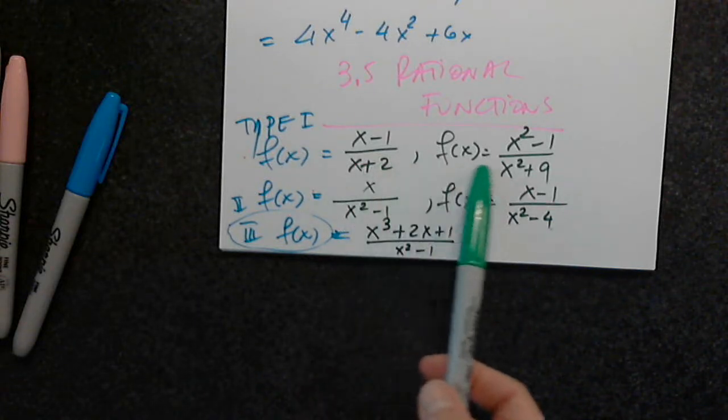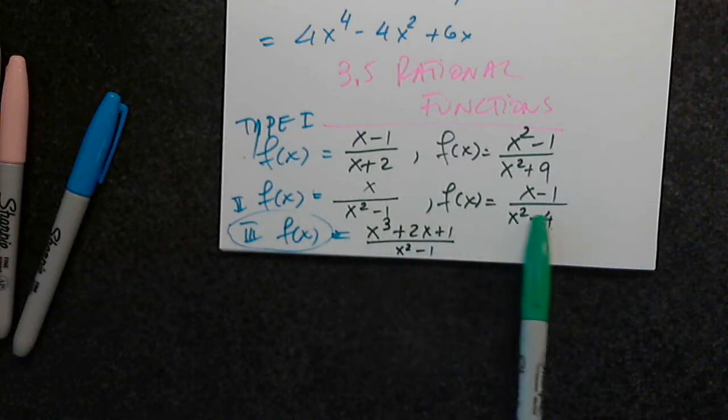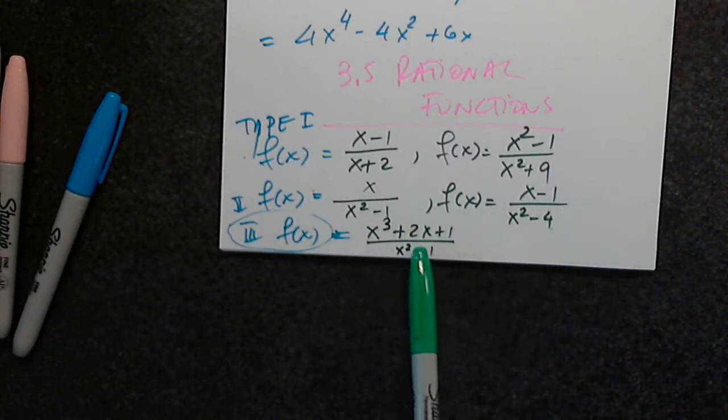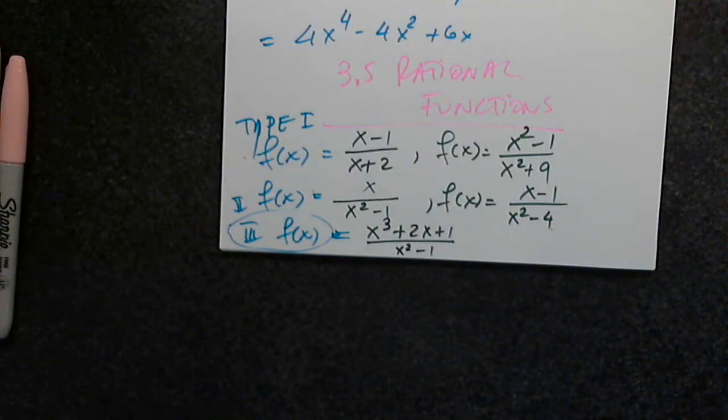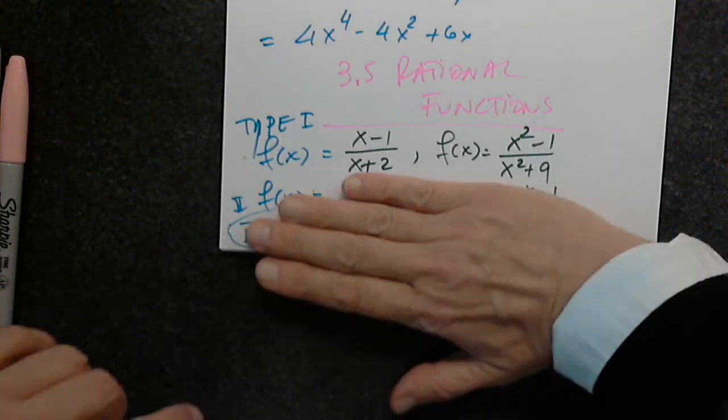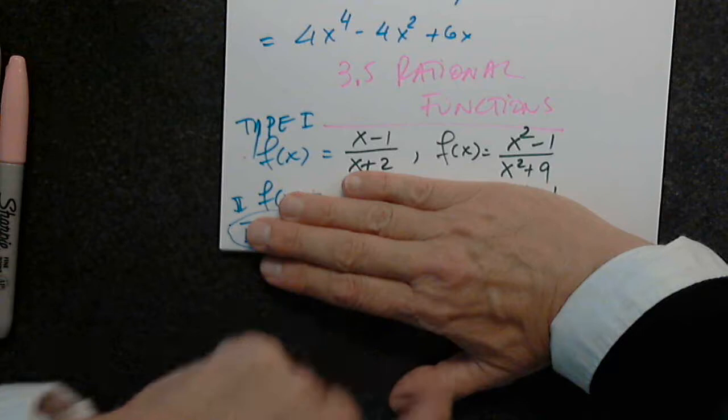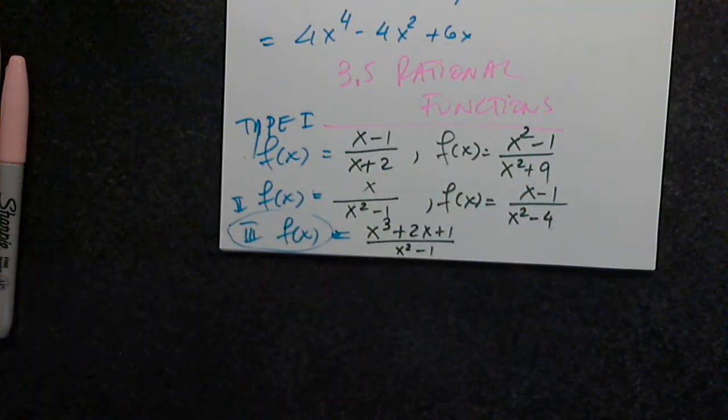I claim that these are type 1, I claim that these are type 2, and I claim that this is type 3. Let's look carefully and analyze what's happening here. So what do you think? I claim that these 2 are from the same category.